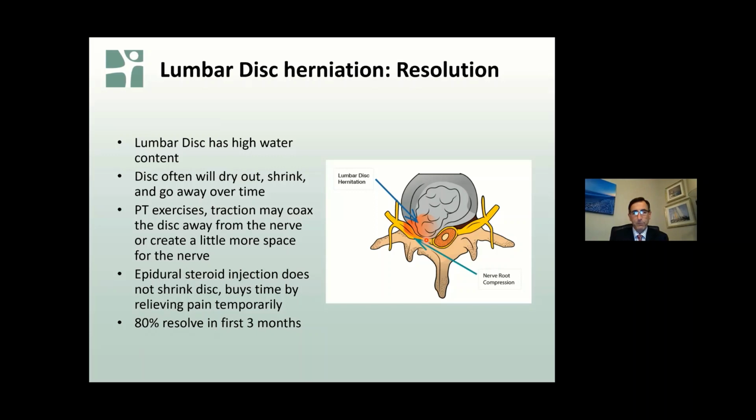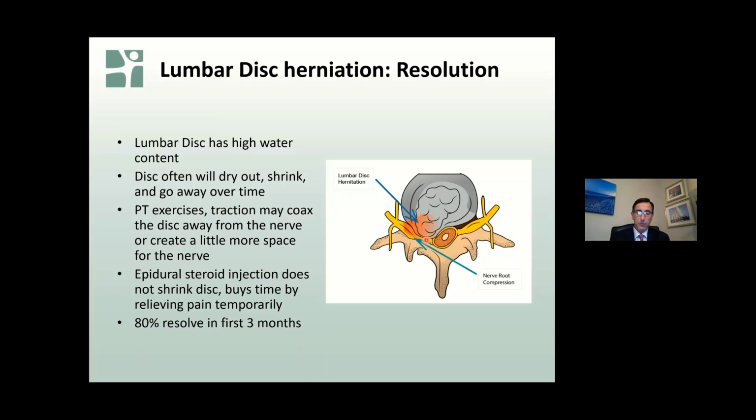People often ask, can I pull the disc back in with physical therapy? I don't really think that's so much the case. It does depend on the anatomy, and there are variations of anatomy of disc herniation. But I think probably the disc is mostly shrinking over time with the body healing it. And an epidural injection does not shrink the disc at all. It reduces inflammation microscopically, but doesn't make the disc go away.